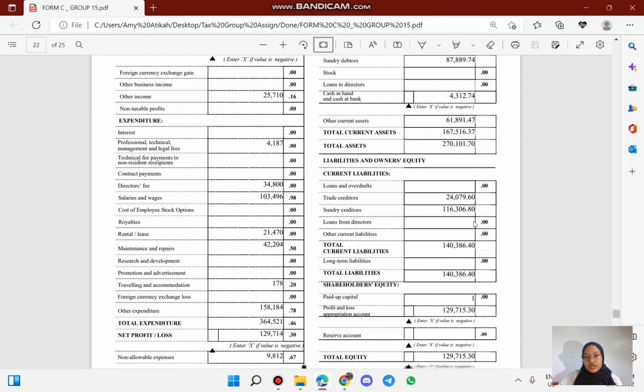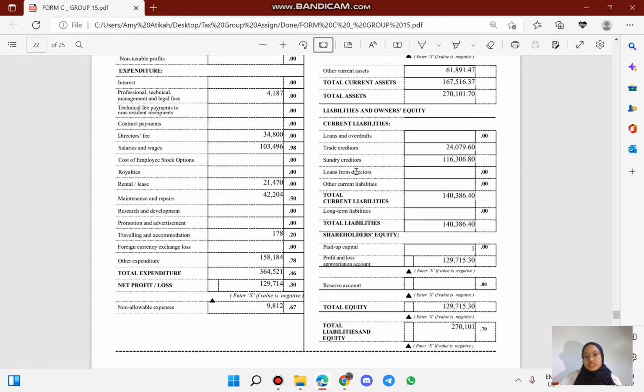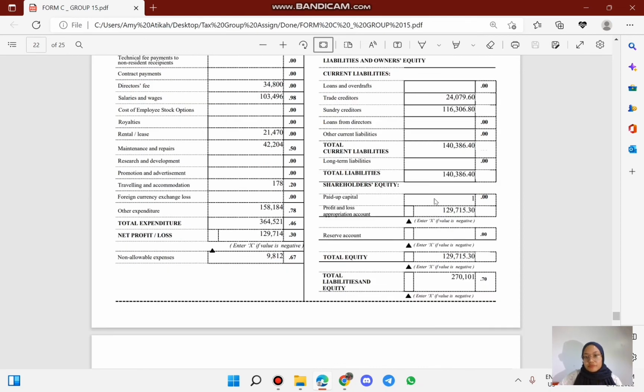and get total asset. And as for liability and owner's equity, current liabilities, we have trade creditors, sundry creditors. Add these two and get total current liabilities. And we don't have long-term liabilities, so the total liabilities is the total of current liabilities. As for shareholder equity, the paid-up capital is 1, and profit and loss operation account, we take the net profit or loss here. And then we have to total up the paid-up capital and profit and loss to get total equity. In order to get total liability and equity, we have to the total liability must minus with total equity and get total liability and equity.